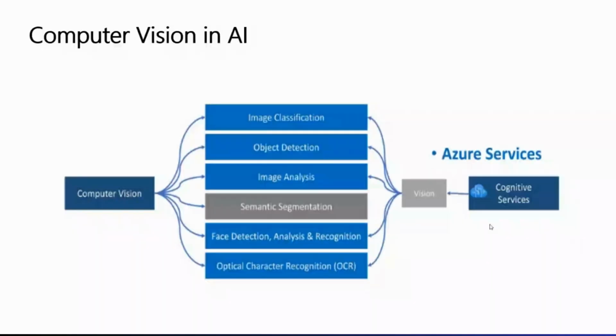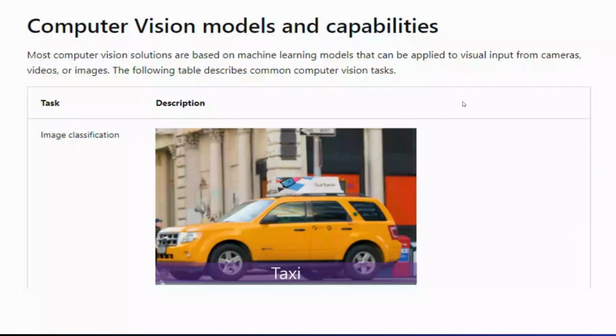Computer vision in AI. We'll get to know about image classification, object detection, image analysis, semantic segmentation, face recognition, and OCR. So first we have image classification. In this feature, we train the machine learning model for classifying images based on their contents. As we can see the taxi, first we provide images to a model, then we label it, and then it identifies which vehicle it is, like taxi, bus, or cycle.